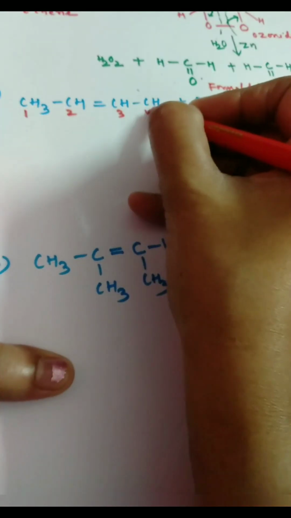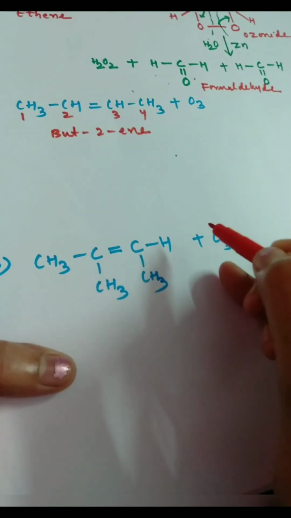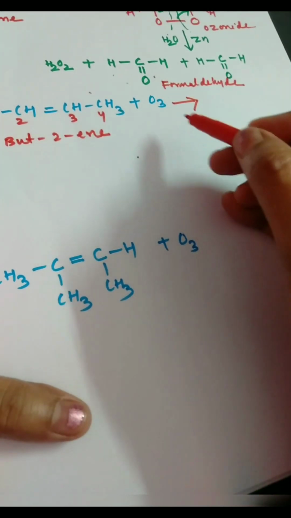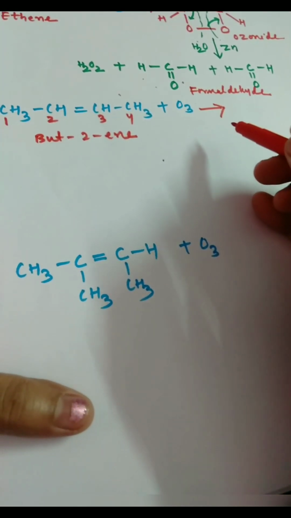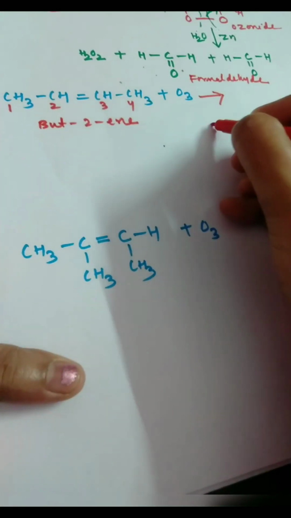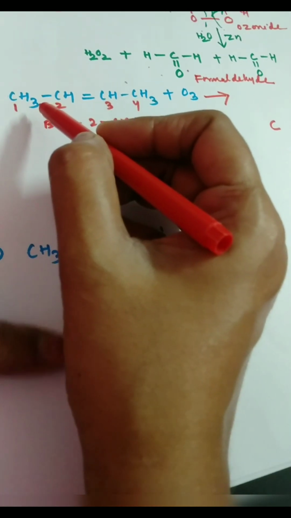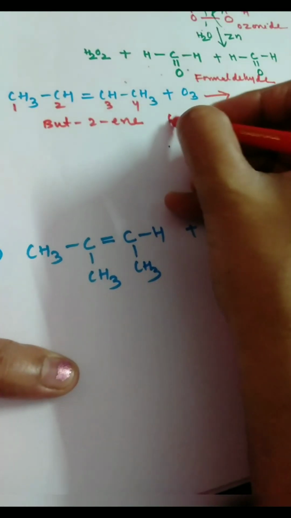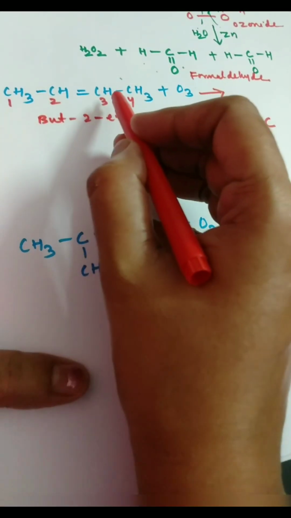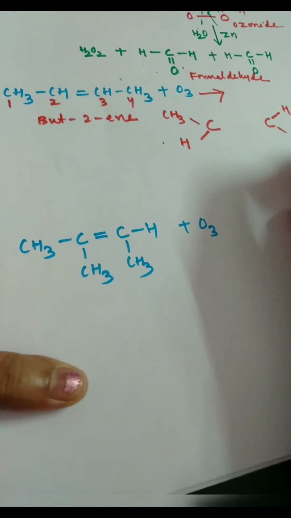Similarly, the next molecule is, what is the name of this compound? 1, 2, 3, 4. That is your but-2-ene. So when this molecule is treated with ozone, it forms the ozonide product. Same case. First of all, write the two carbon atoms. To this carbon atom, one methyl group is attached, another is hydrogen. Similarly, to this carbon, one hydrogen and another methyl group.